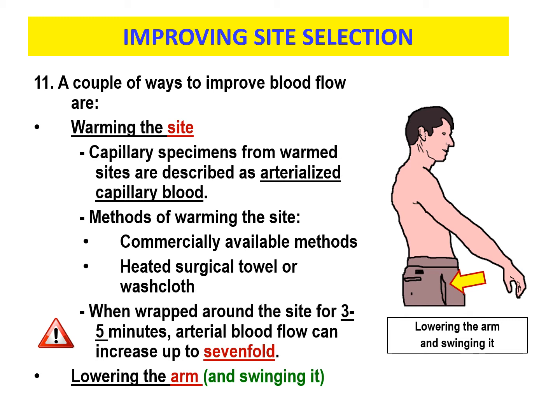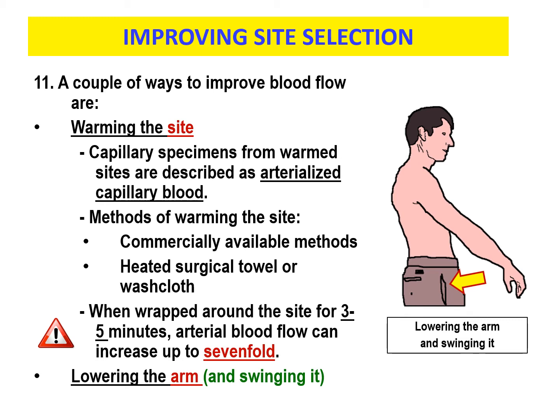And then methods of warming those sites. There's those commercially available methods that I showed you guys in lab where you break the little seal and the chemical reaction takes place inside there and it warms up, right? Heel warmers, you can have the little flap on it so you can actually attach it to a baby's heel. There's other methods. You can have heated surgical towels or heated washcloths, and you can use that on a vein site. But especially in our extremities, like our hands and fingers, they get much colder. And so you want to make sure that site is well warmed. Okay, so when you wrap something around a site for about 3 to 5 minutes, that arterial blood flow can increase up to 7-fold, which can help with the blood flow, right?